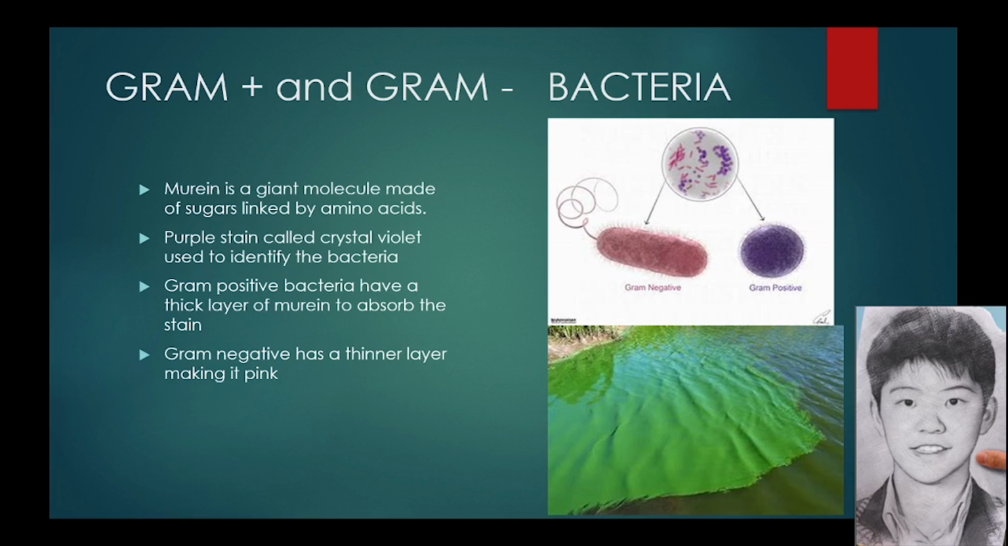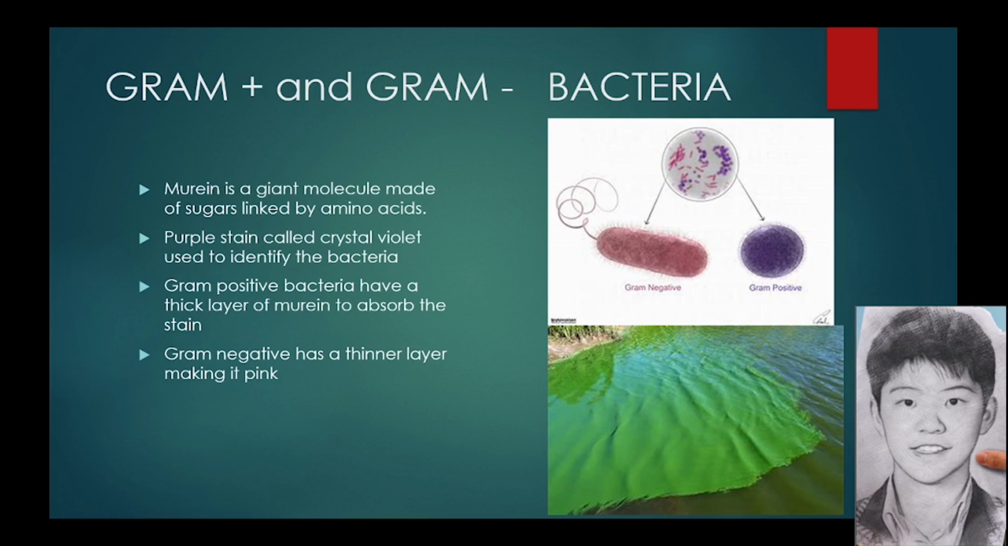The cell walls of a prokaryote contain murein, also known as peptidoglycan, which is a giant molecule consisting of sugars linked by amino acids. In most bacteria, the murein forms a cell wall outside the plasma membrane. There is this purple stain called crystal violet, which is used to identify gram-negative and gram-positive bacteria.